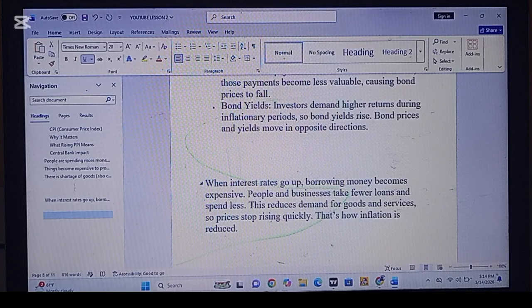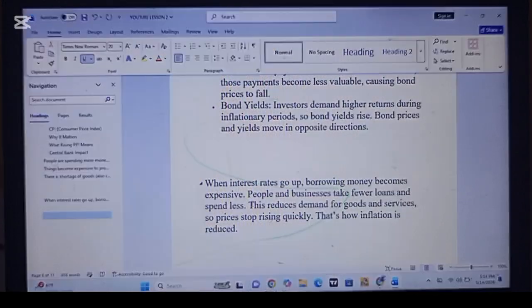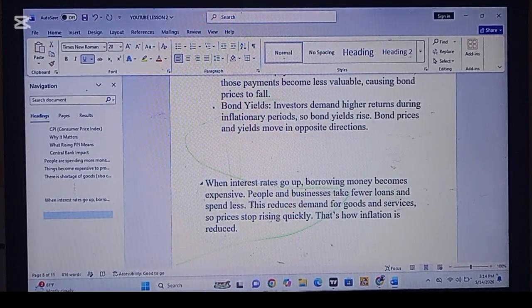So the same goods that people were racing to get, they don't have interest in that because of the high prices of them. So just a few can afford it, so that brings balance in the economy. So that is how inflation is reduced.